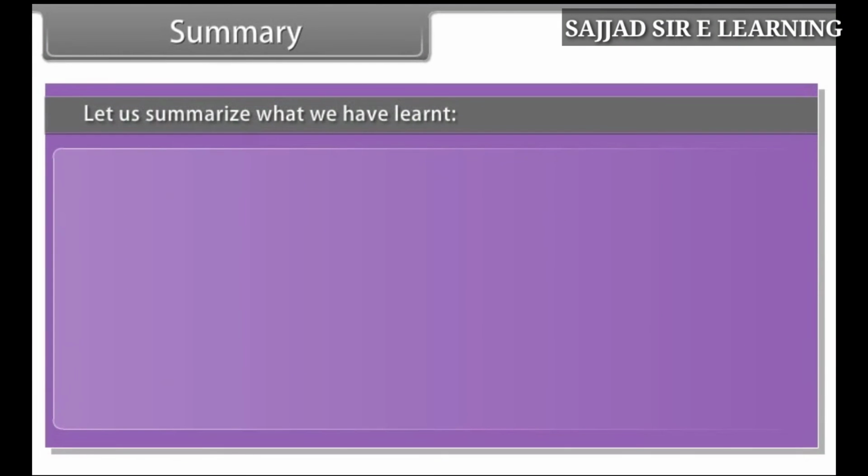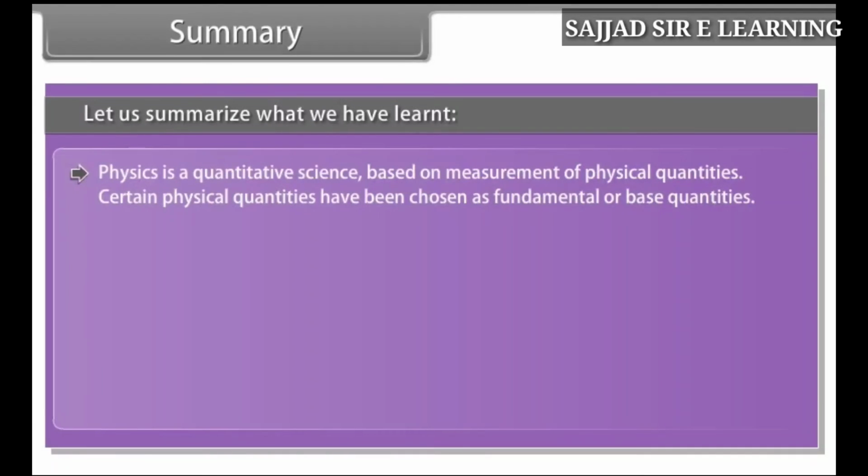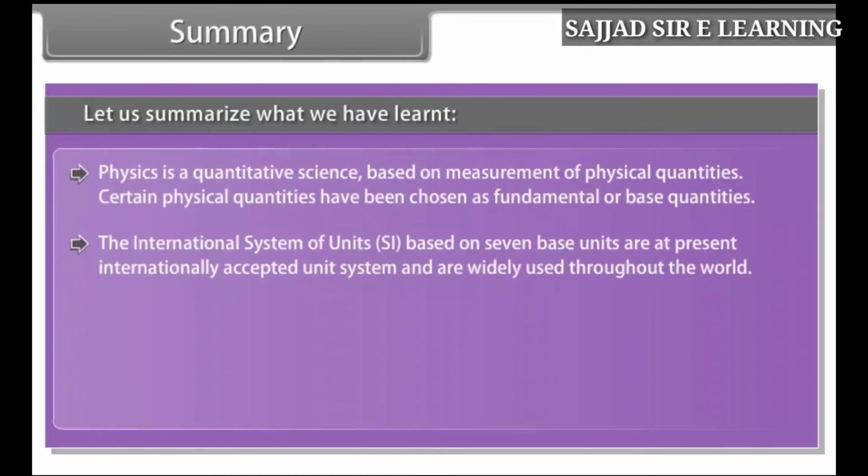Summary. Let us summarize what we have learned. Physics is a quantitative science based on measurement of physical quantities. Certain physical quantities have been chosen as fundamental or base quantities. The International System of Units, SI, based on 7 base units, are at present internationally accepted unit system and are widely used throughout the world.